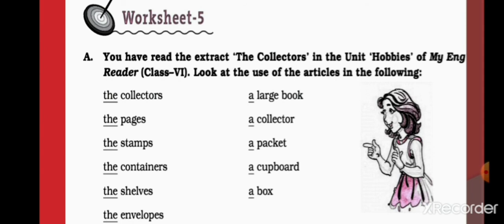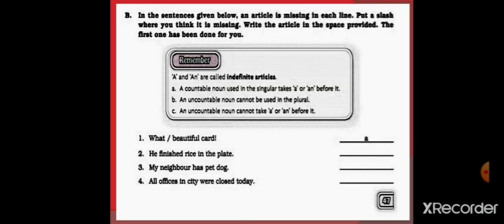Here with the collectors, we have used the article the. With the pages, we use the article the. With stamps, we use the article the. Containers, the. Shelves, the. Envelopes, the. And with a large book, it's singular: a large book, a collector, a packet, a cupboard, a box. So these are some examples of articles, beta.